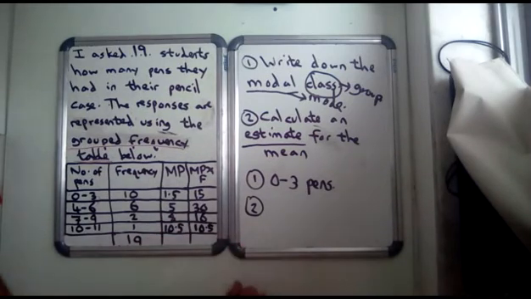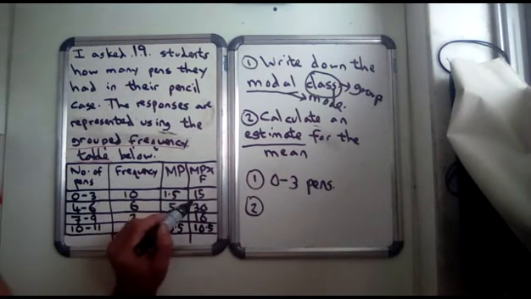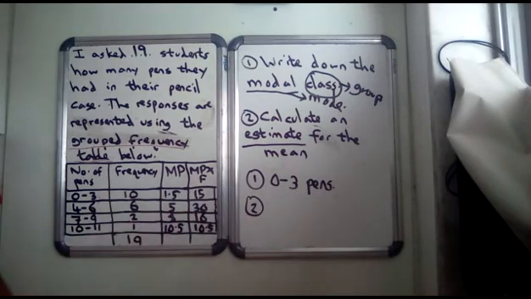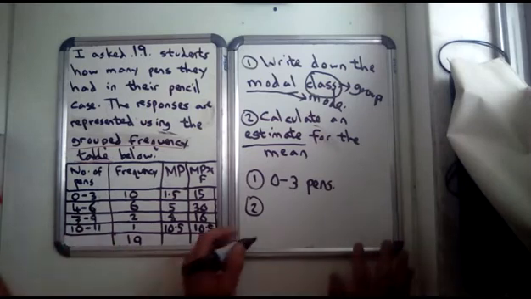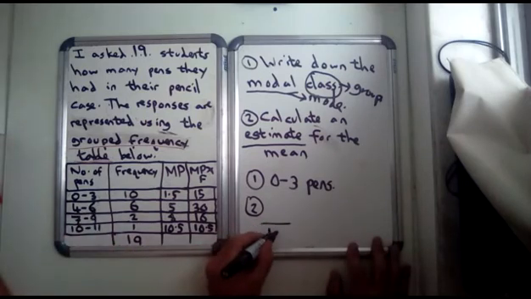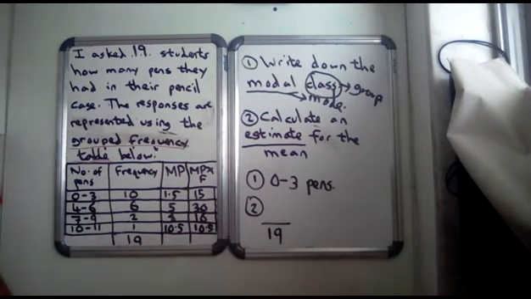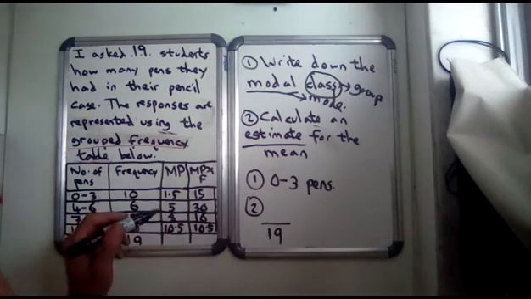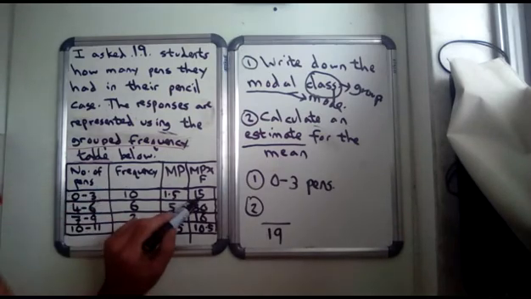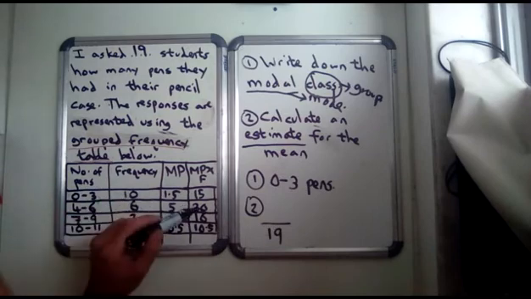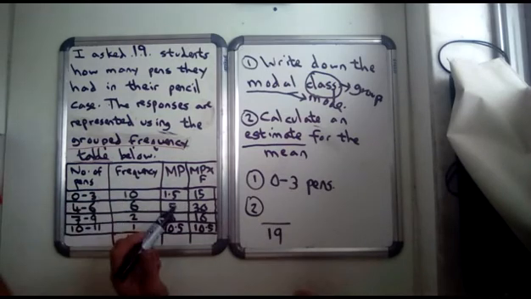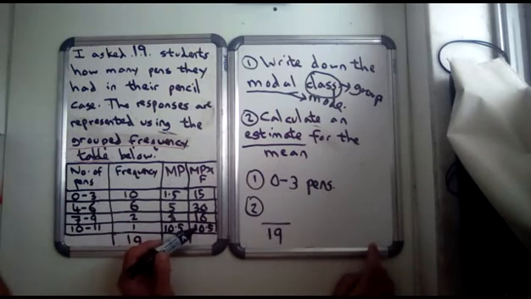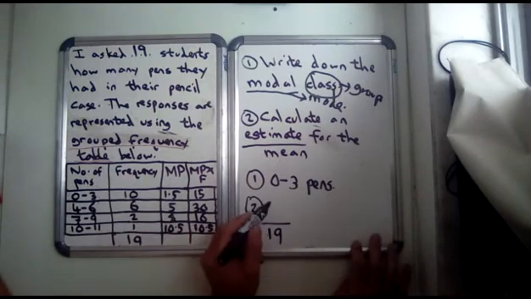So what you need now, remember this is an estimate for the number of pens. For the mean, it's the number of pens divided by the number of people. So we know it's going to be something divided by 19 because there's 19 people. The something is the estimate of the total number of pens. So 15 plus 30 is 45. 45 plus 16 is 61. 61 plus 10.5 is 71.5.